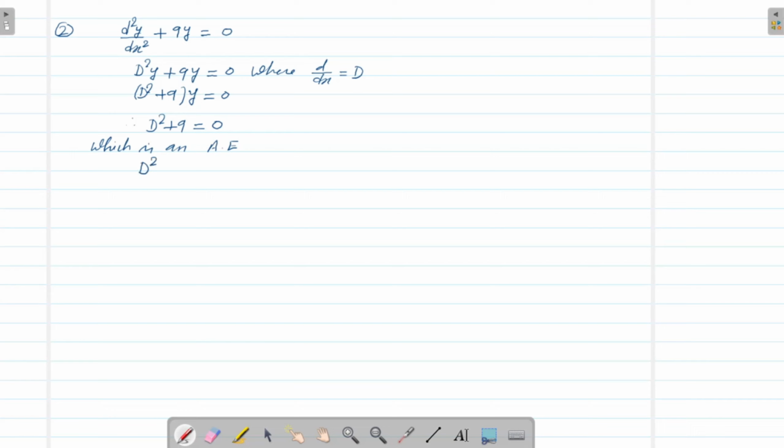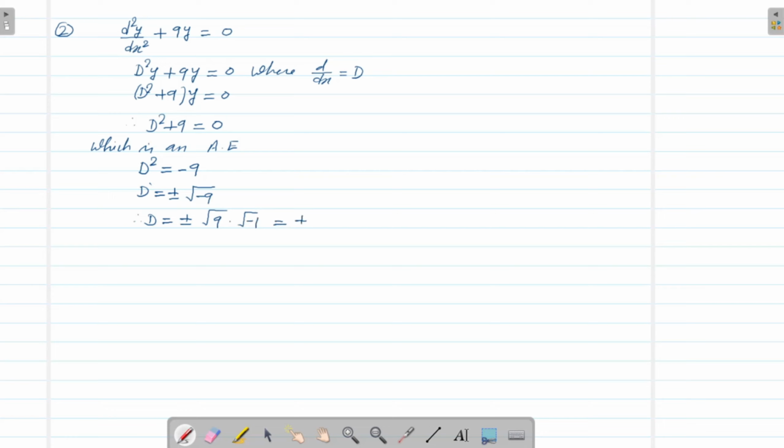D square equal to minus 9. So d square equal to minus 9, so d equals plus minus square root of minus 9. Therefore we write d equal to plus minus square root of 9. This can be written as 9 into square root of minus 1.